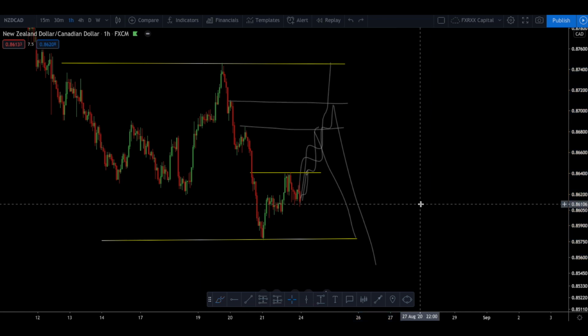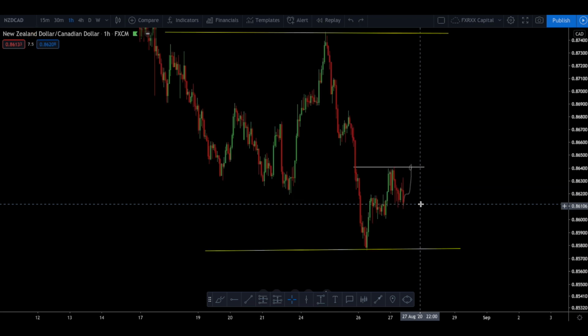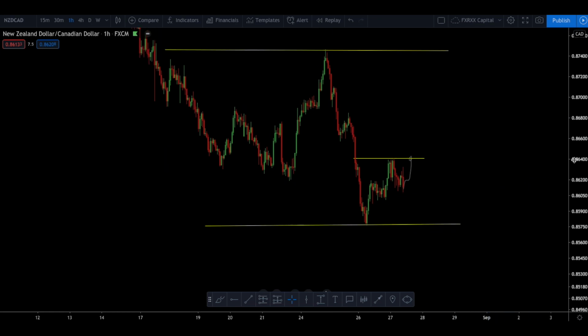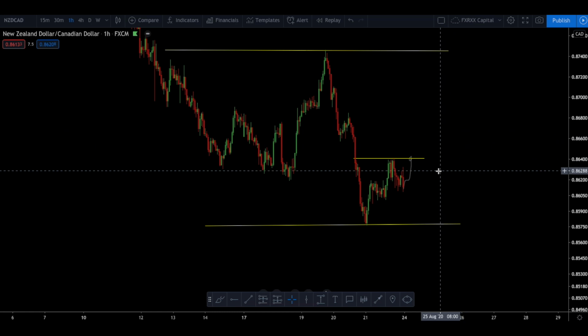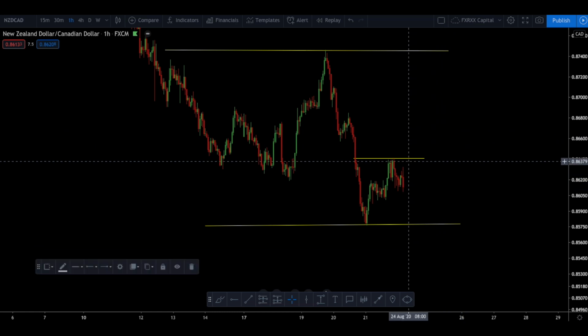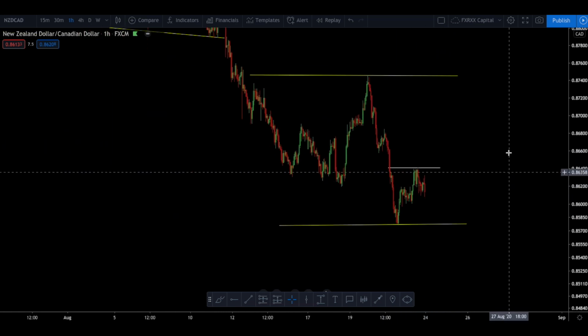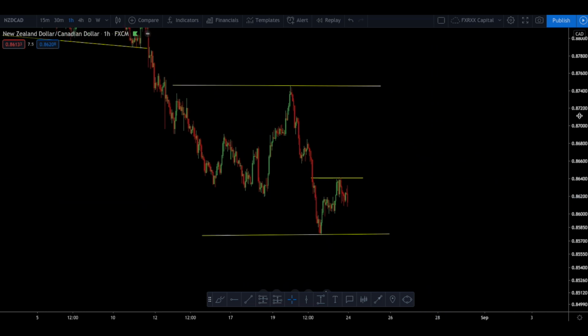So keep practicing, stay in your lane, and focus on your forecast. It's okay to miss out on the trade. We can always enter for the next future price movement. That's all for New Zealand CAD.